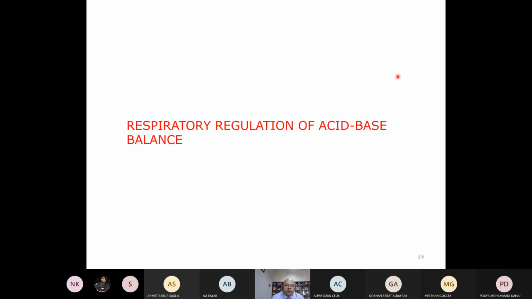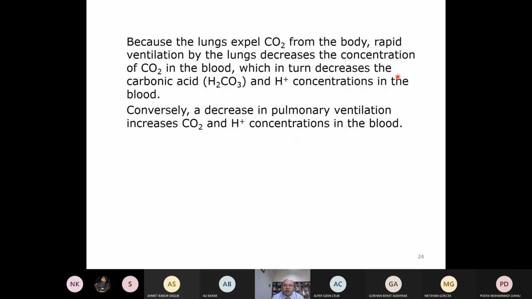Now, regulation of acid-base balance by the respiratory system. Because the lungs expel carbon dioxide from the body, rapid ventilation decreases the concentration of carbon dioxide in blood, which in turn decreases the carbonic acid and hydrogen concentrations in the blood. So it causes respiratory alkalosis in this way. Conversely, a decrease in pulmonary ventilation increases carbon dioxide and hydrogen concentration in the blood.